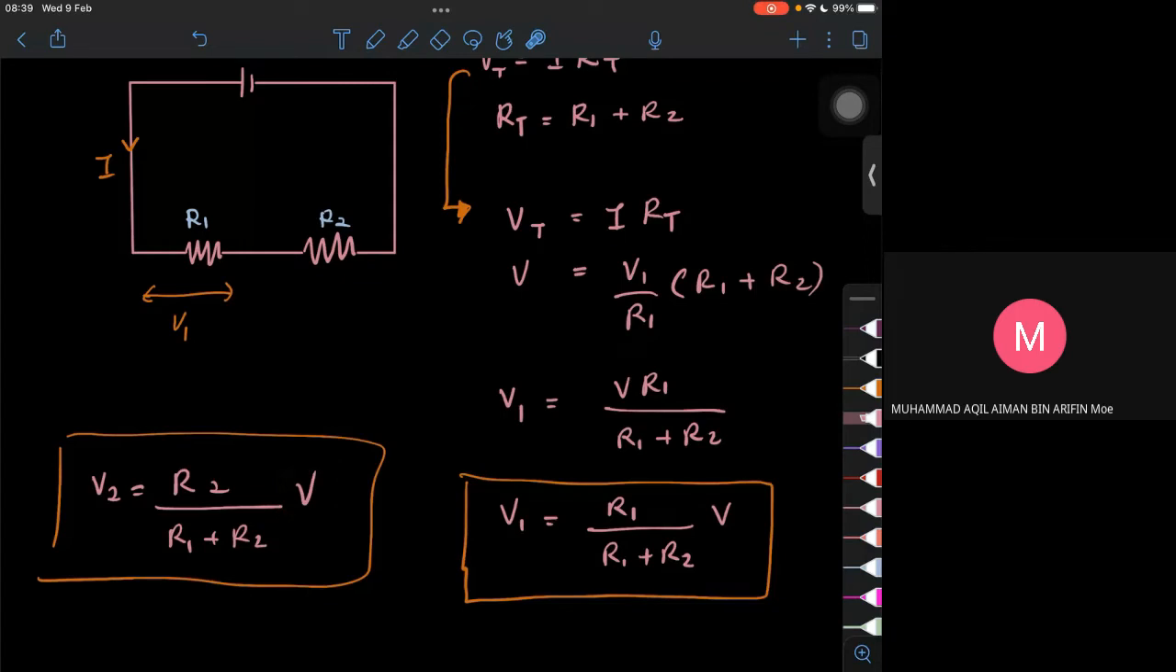Okay, is the formula clear here? Clear, Miss. Clear, Miss. Okay.